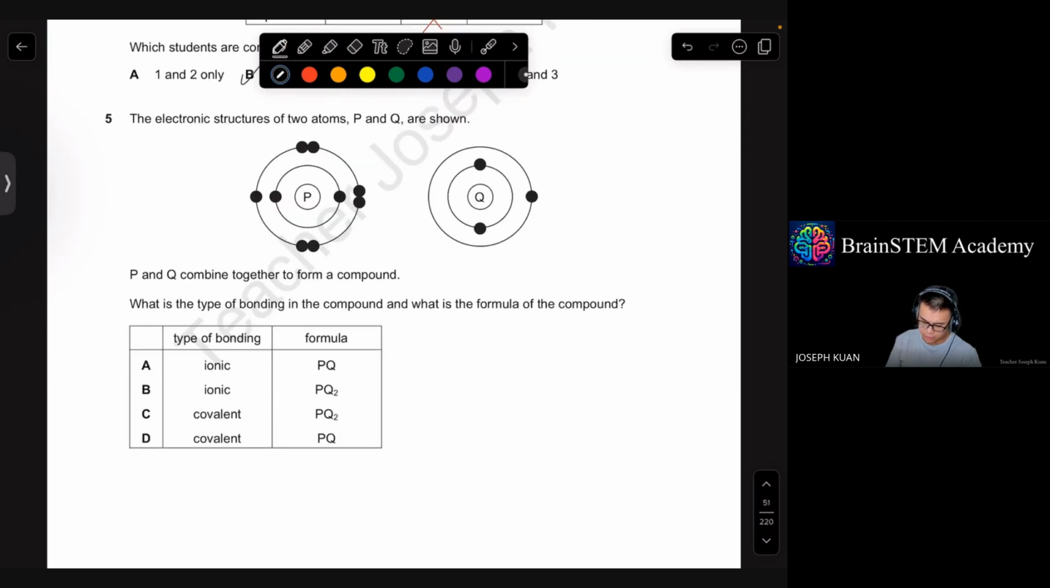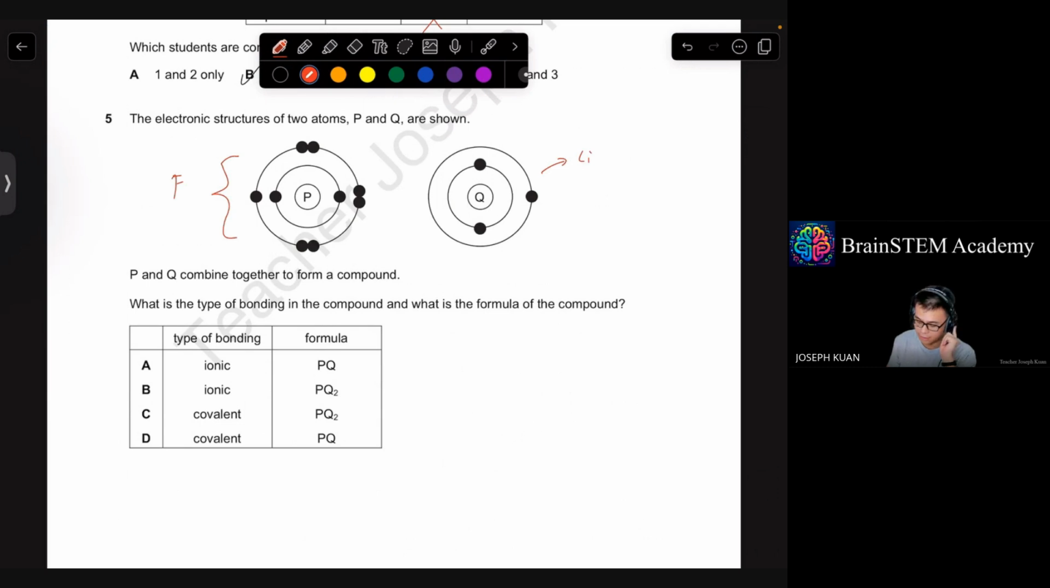The electronic structures of 2 atoms, P and Q, are shown. P and Q combine together to form a compound. What is the type of bonding in the compound and what is the formula of the compound? So if you just refer to the periodic table, this should be fluorine and this should be lithium.